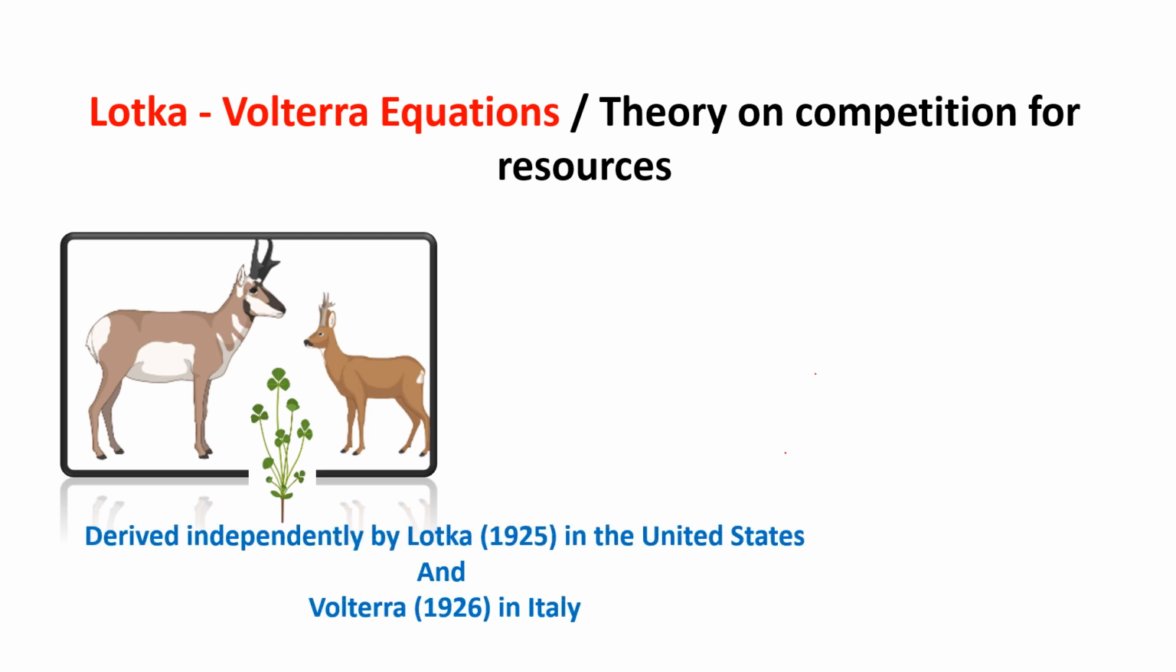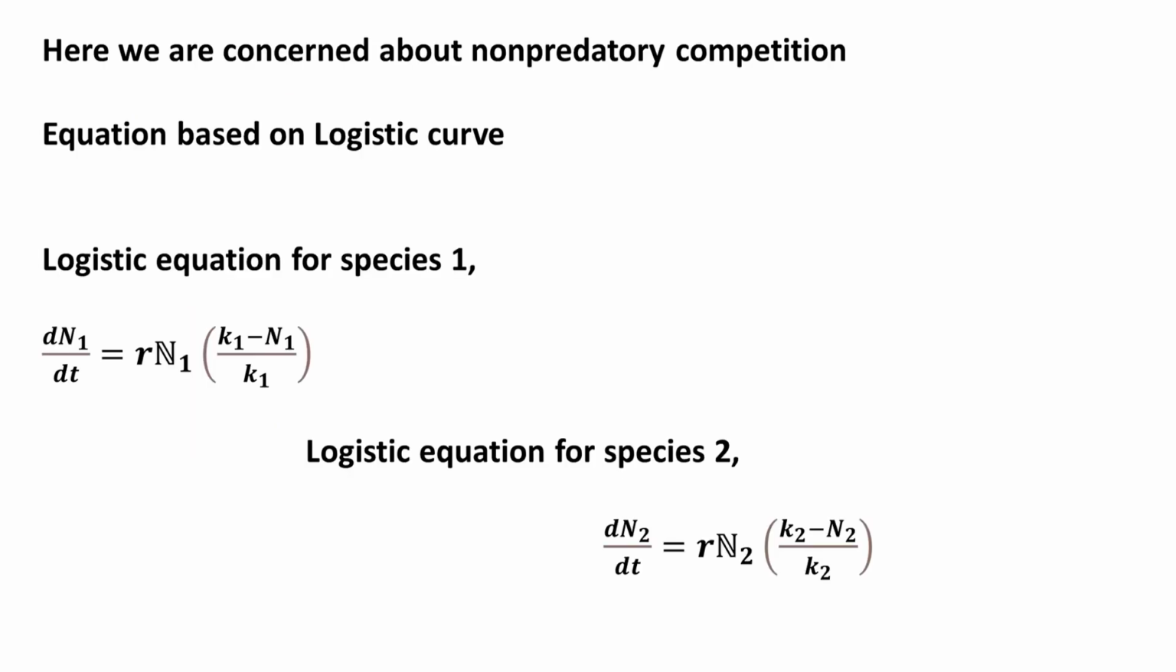To analyze their impact level, Lotka and Volterra developed a mathematical equation. They derived this equation independently: Lotka in 1925 in the USA and Volterra in 1926 in Italy. Now, Lotka-Volterra derived two equations. Here, we are concerned with non-predatory competition.